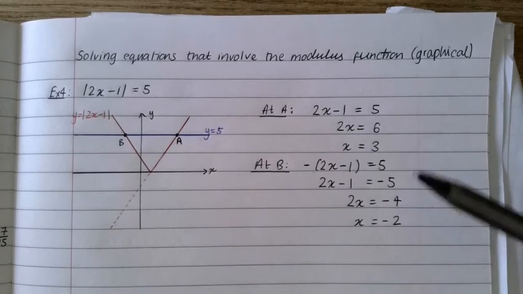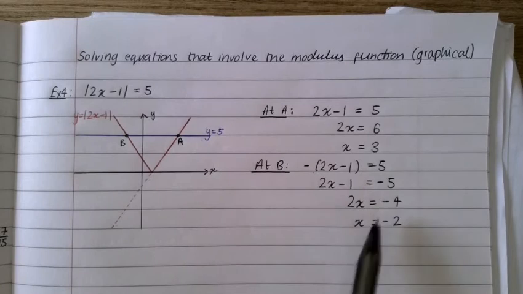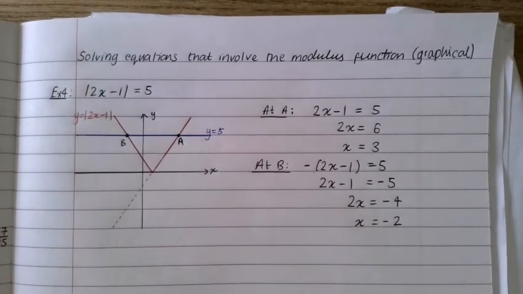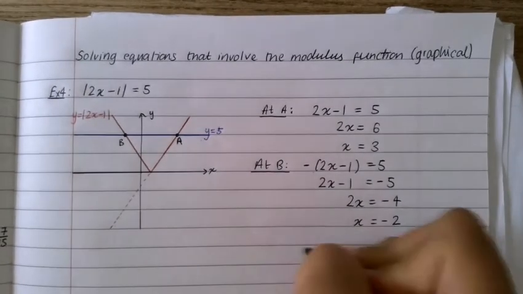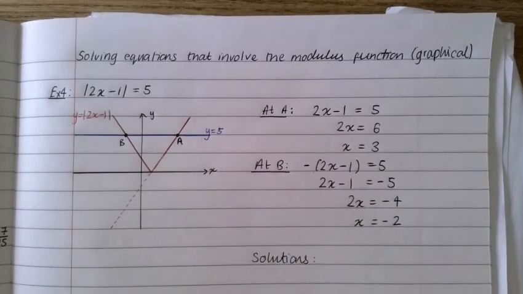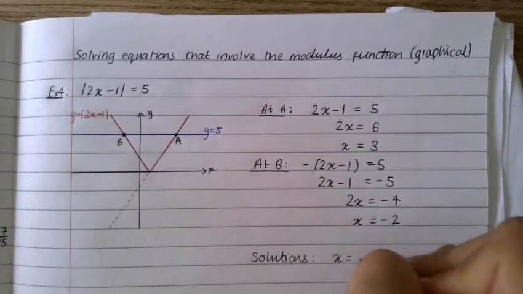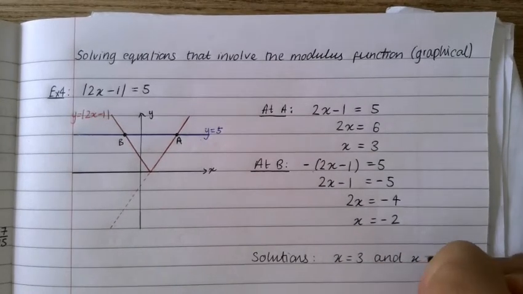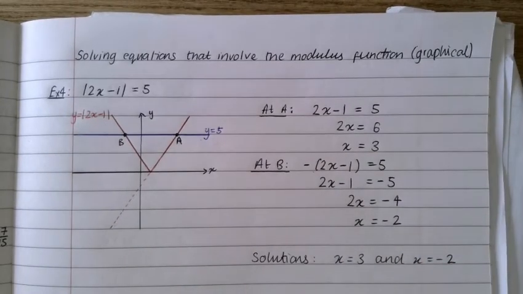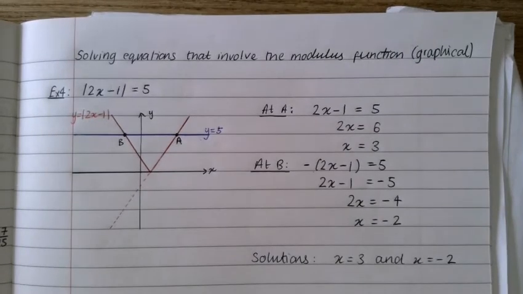We can look at our graph to sense check our two solutions. x equals 3, well, yes, that's roughly in the positive, fine. And x equals negative 2, yes, that's roughly in the negative, fine. So our two solutions here to modulus of 2x minus 1 equals 5 are x equals 3 and x equals negative 2. So what I would do now is pause the video again and go to exercise 2a and have a go at questions 5 and 6 where they get you to practice this skill over and over.